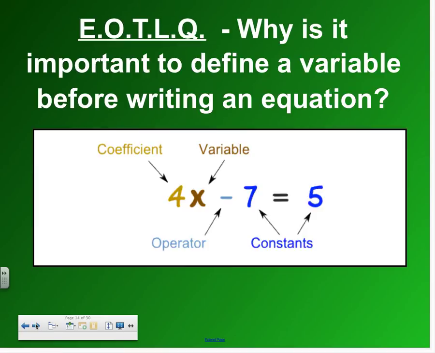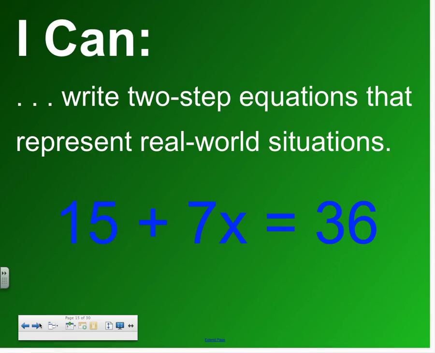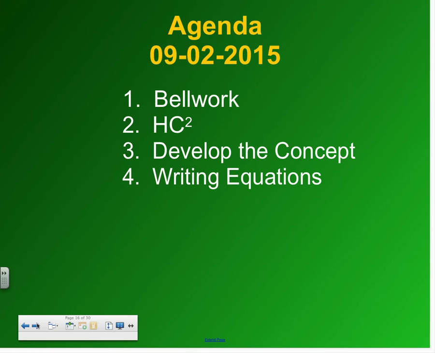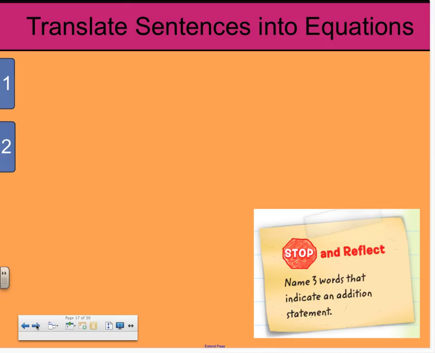By the end of the lesson, you need to be able to tell me why it's important to define a variable before writing an equation. The I can statement is simply to write a two-step equation, knowing that after you write it, they're probably going to have you solve it. So keep that in mind. But you should be already an expert at that. So we are going to start with writing equations.